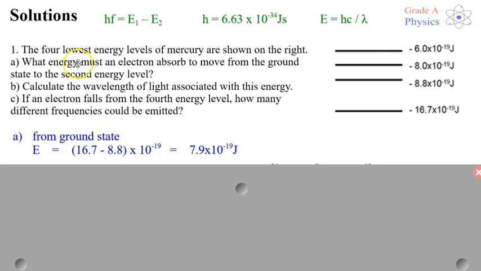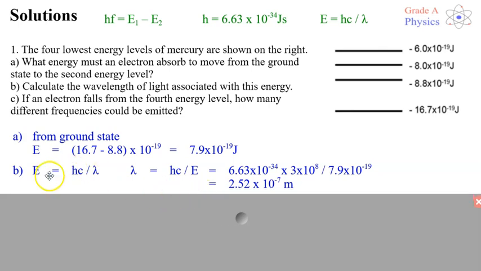So part A says, what energy must an electron absorb to move from the ground state to the second energy level? So it's told us specifically what the two energy levels are, and this is in joules rather than eV, so it's just the difference between these two. As mentioned before, if you'd rather ignore the negative sign to make life easier, that's absolutely fine. It's just the difference between the two, but make sure you include the 10 to the minus 19. That's very important.